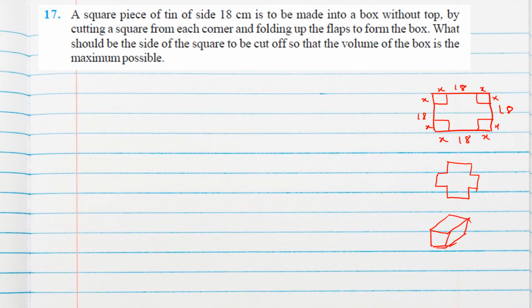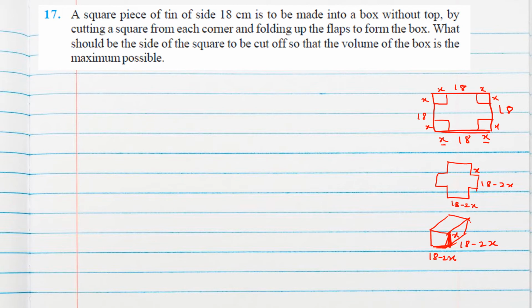Okay, now see, if you cut, what will be the length of the box? Total length is 18 and we are cutting a square of side x from both corners. That means length will now be 18 minus 2x, isn't it? And breadth is also the same, 18 minus 2x, and this side is x, so that folding part will be the height of the box, isn't it? So that means height is x, length is 18 minus 2x, and breadth is also 18 minus 2x.